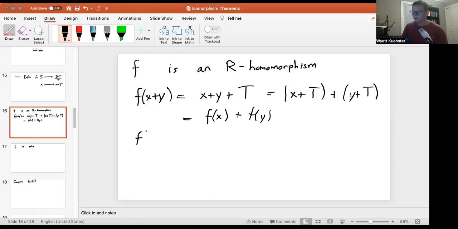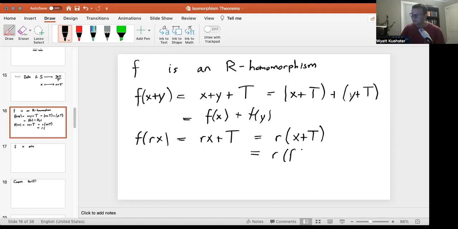And then I need to do scalar multiplication. So F of, let's pick a ring element r, little r, in the ring R, and F of little r times x is rx plus T. And then because of the way coset scalar multiplication is defined, this is little r times the coset x plus T. And that's little r times F of x. Okay, so check. F is an R homomorphism.